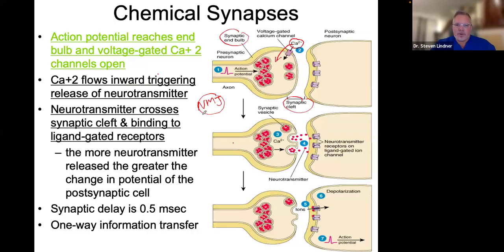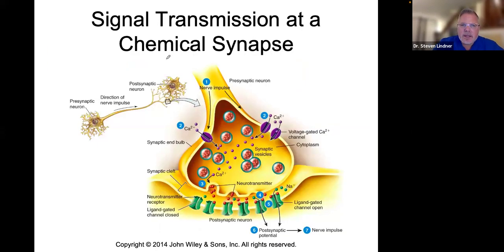Okay, so that was an important concept, right? That was a pretty good review of what we just said. So the action potential, or the nerve impulse, is traveling down the presynaptic neuron. It gets to the very end where we have the synaptic end bulb. We've got calcium that rushes in, and that's what tells these synaptic vesicles that contain a neurotransmitter to move to the end of the cell membrane wall and release it through exocytosis into the synaptic cleft.